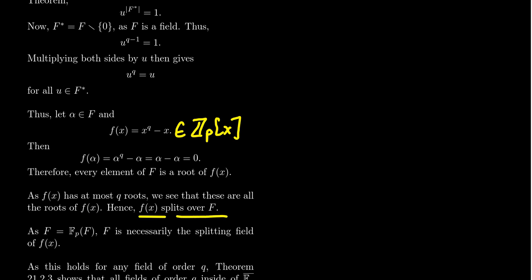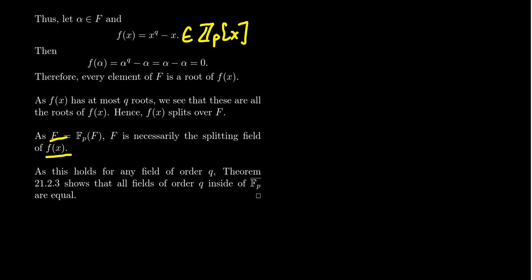Therefore f of x splits over our field F. That doesn't necessarily make it a splitting field, right? Because to be a splitting field, your polynomial has to split, yes, but it also has to be the smallest field where that happens. But of course, since the roots of f of x are exactly the elements of the field F, if you take the base field Z_p and adjoin the elements of F to it, that just gives you back the field. And as we discussed with splitting fields, if you take the base field and adjoin all of the roots of a polynomial, that constructs the splitting field. And therefore, F is the splitting field for f of x.